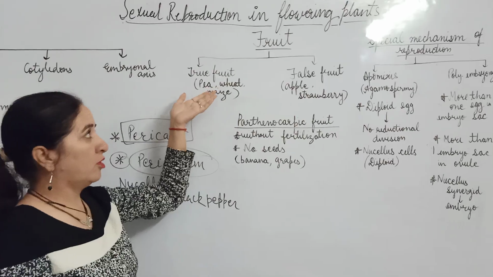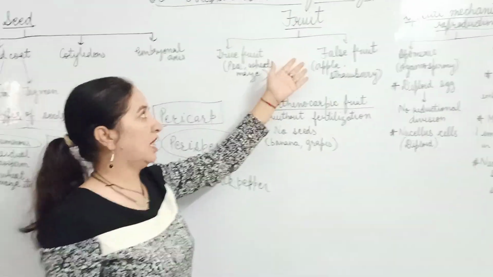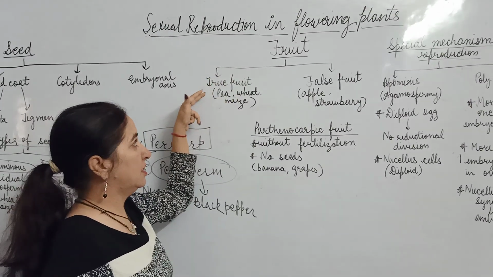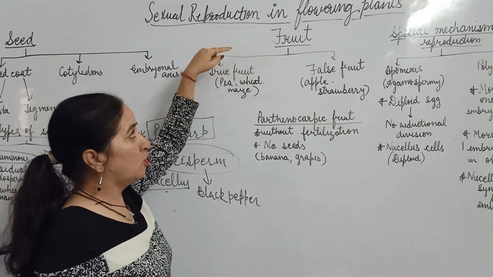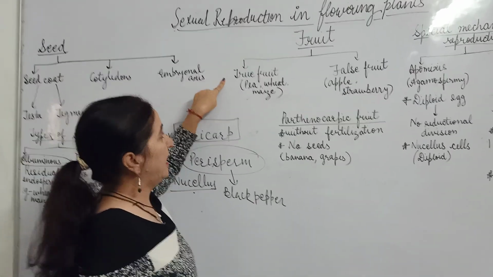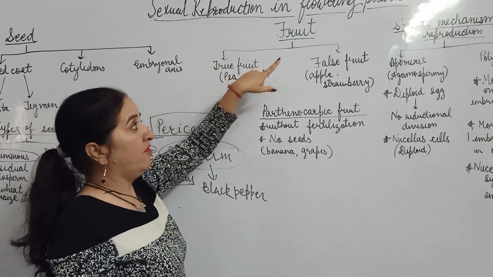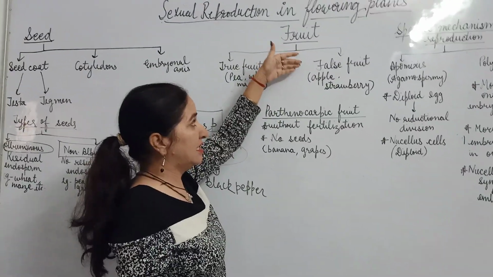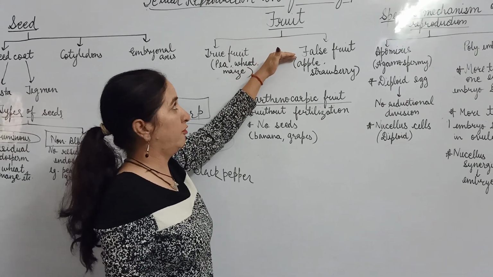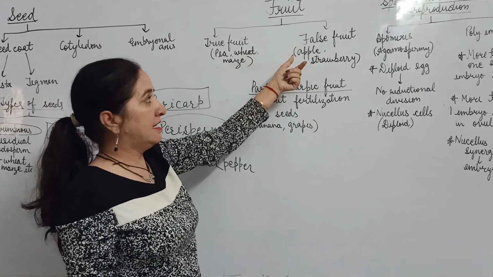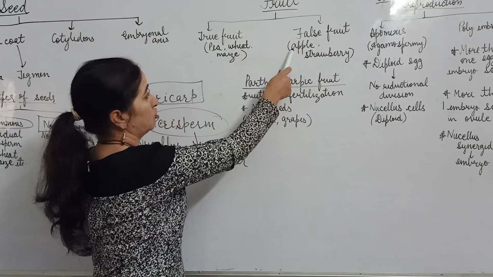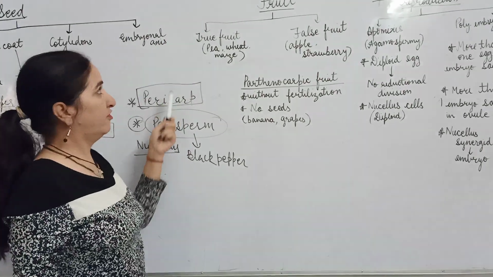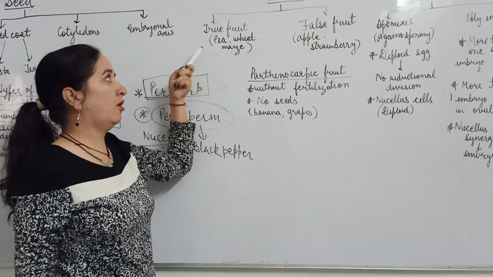On the basis of the formation of fruit, we categorize fruit into two types: true fruits and false fruits. As I already told you, generally the fruit formation is done with the help of the ovary. So when the fruit is formed from the ovary, it is known as true fruit. But when other parts, like the thalamus, take part in the formation of fruit, that is known as false fruit. It is clearly visible in apple and strawberry.